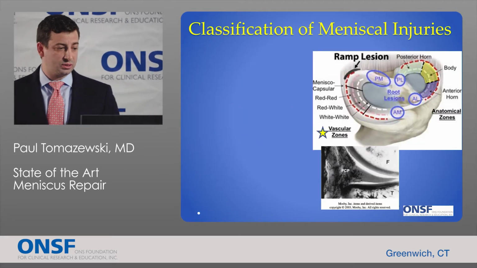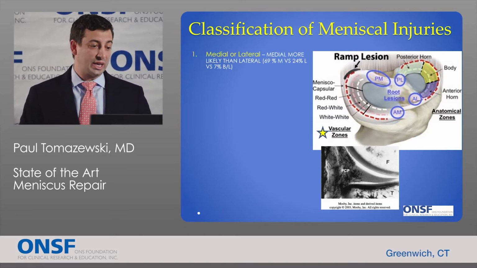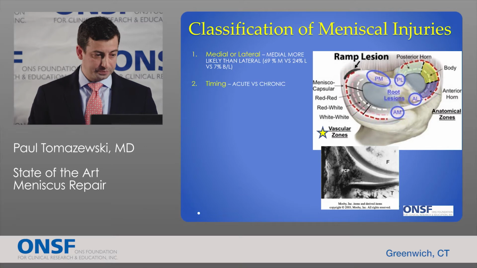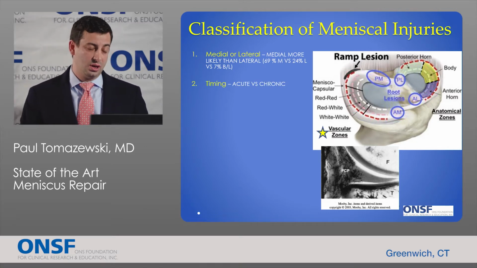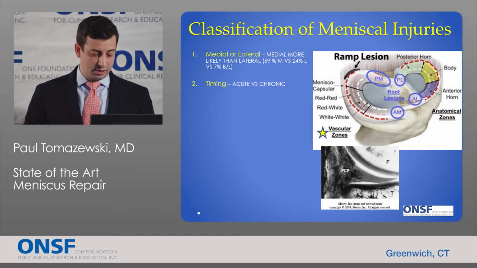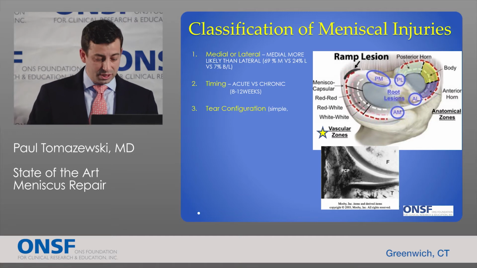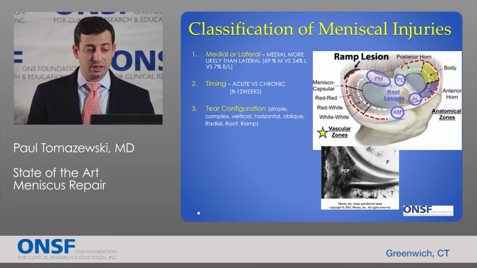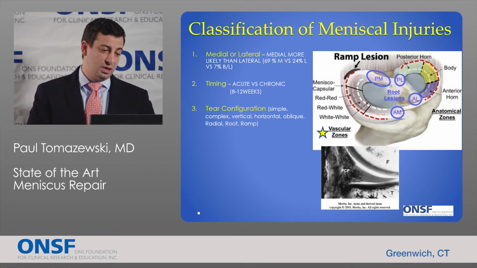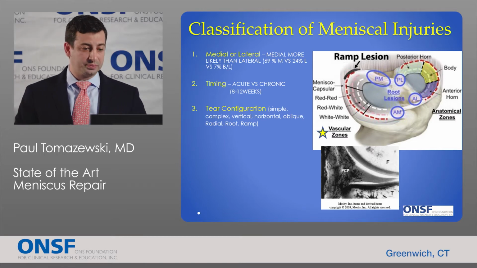So classification of meniscal tears: first we determine whether it's medial or lateral. Medial is more likely than lateral. Timing, whether it's an acute or chronic tear; usually 8 to 12 weeks is our timeline of acute versus chronic. Tear configuration, whether it's a simple type tear, or complex, vertical, horizontal, oblique, or radial tear. Some newer type tears that we've been able to really get a good eye on are root tears and ramp tears, which we'll discuss in a little bit.